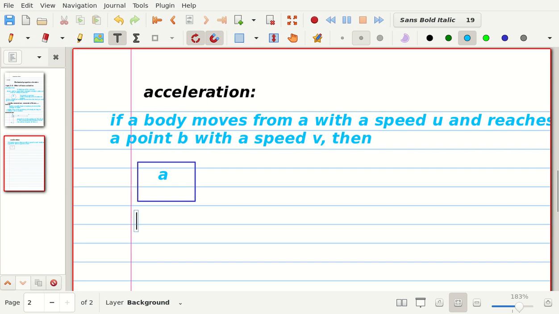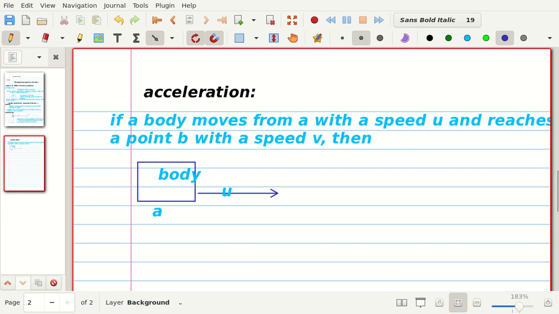Now we are saying if a body moves, let me not name our body, let me call it body. Then I say it's moving from a point A. Then I draw my arrow and I say here is where our body is going. It's moving with a speed u.